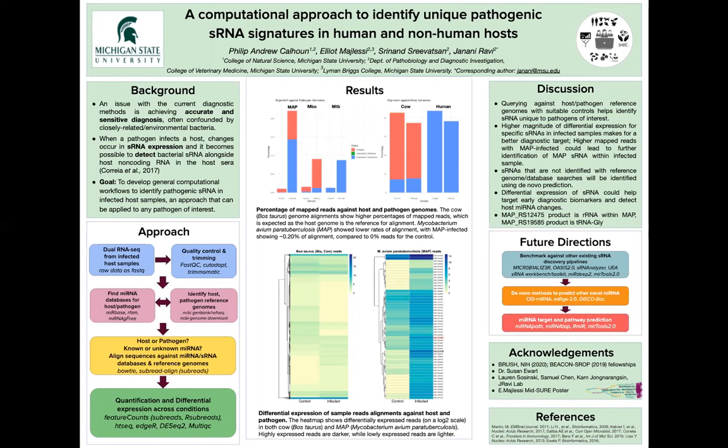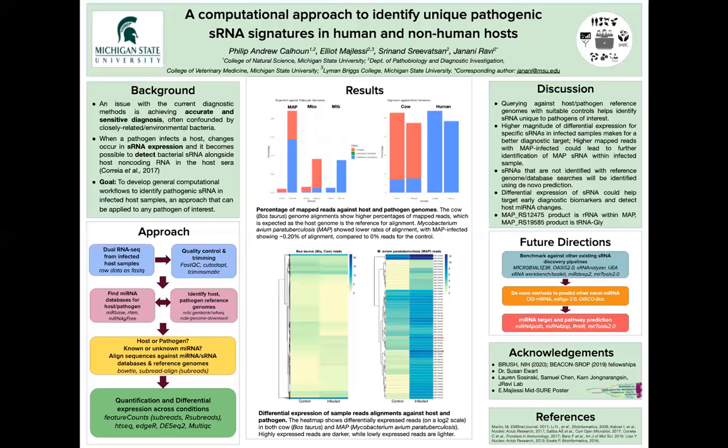So I mentioned that we're using sRNA, and sRNAs are small, important biomolecules in gene expression. We'll be looking at mRNA in particular. And when a pathogen infects a host, changes occur in sRNA expression, and it becomes possible to detect bacterial sRNA alongside host and host non-coding RNA in the host sera. It is also stable in numerous pHs and stable over long periods of time.